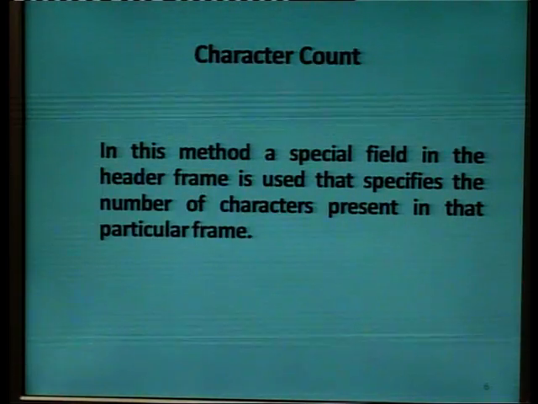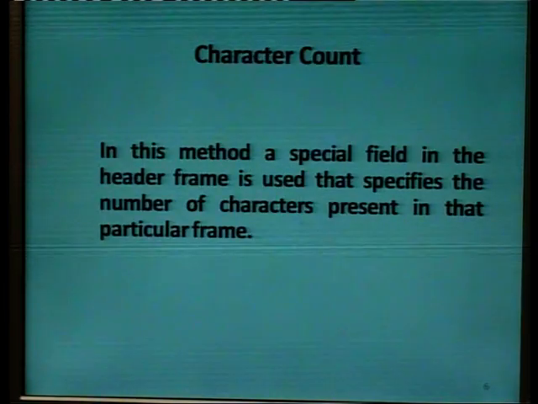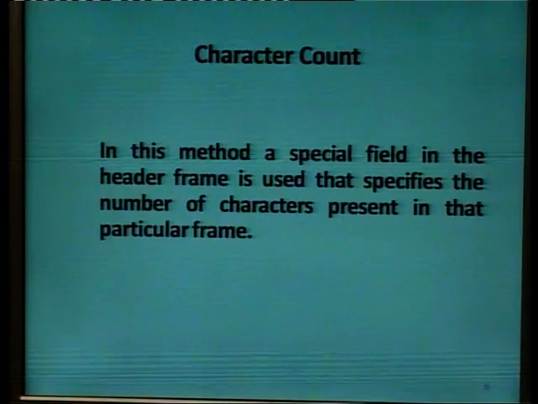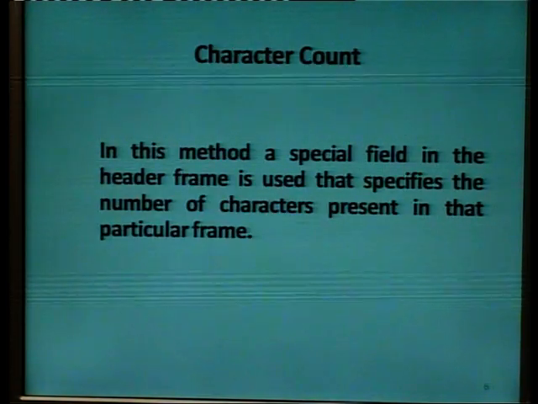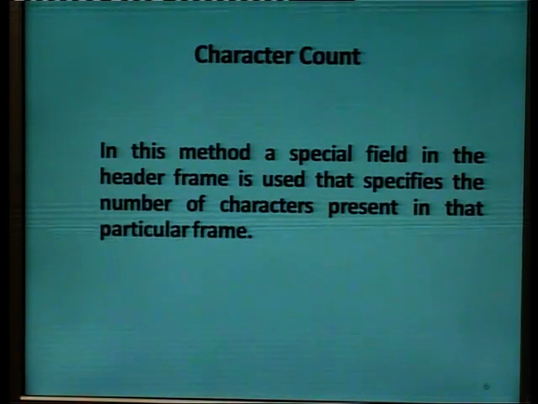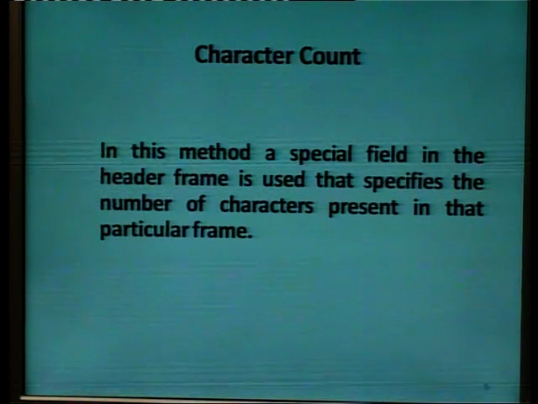First is character count. In this method, a special field in the header frame is used that specifies the number of characters present in that particular frame. Character here means the number of bits. So in the frame there is a header field and then data field. In the header field, how many bits are there in the data field are specified.